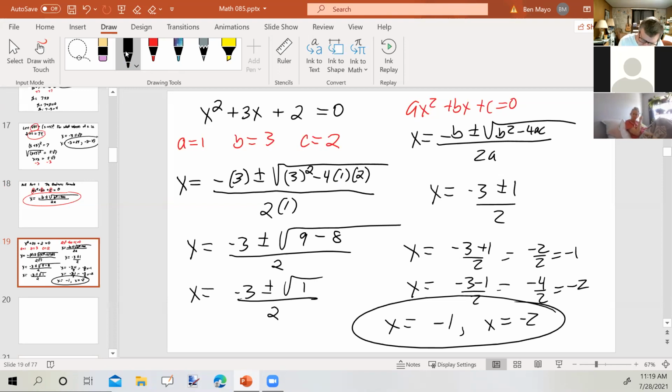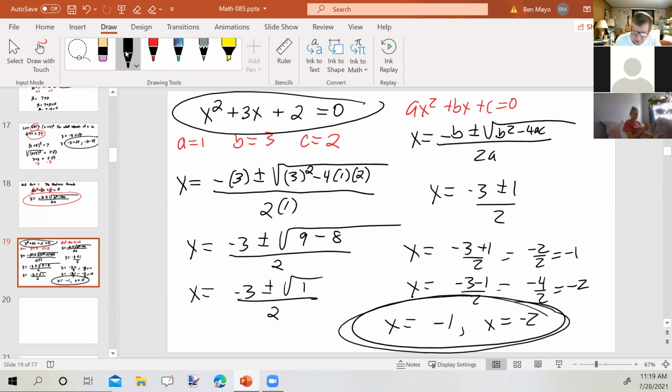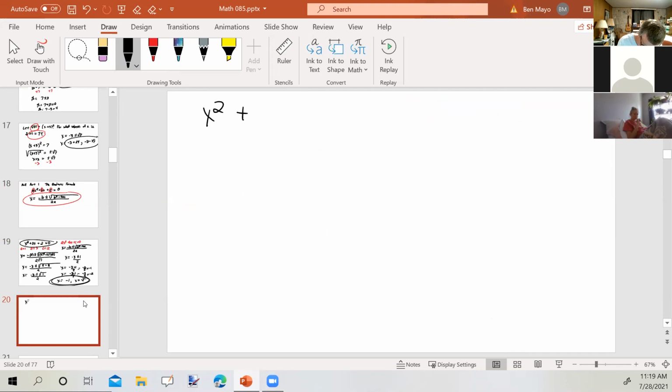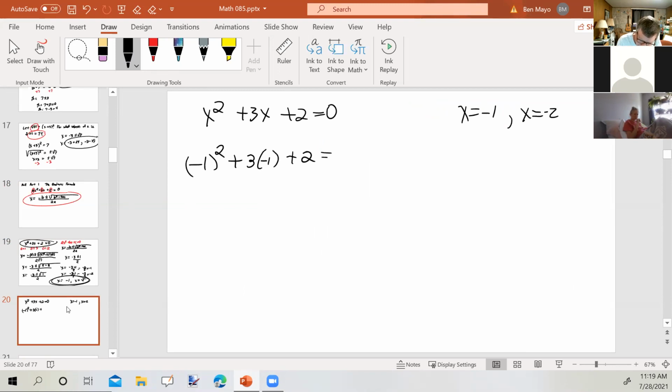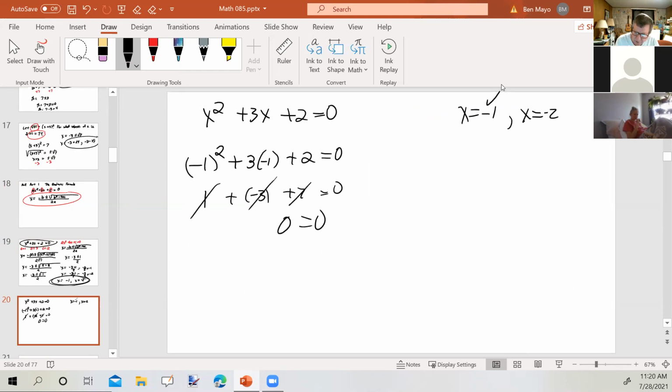Let's check our work. Let's take this equation and plug both of those numbers in one at a time to verify that they both are true. x squared plus 3x plus 2 equals 0. And we said x was -1 and x was -2. If x is -1, I get -1, the quantity squared, plus 3 times -1 plus 2 equals 0. -1, the quantity squared is 1, plus 3 times -1 is -3, plus 2 equals 0. Let's see, 1 plus 2 is 3, minus 3 is 0. 0 equals 0, so it checks.